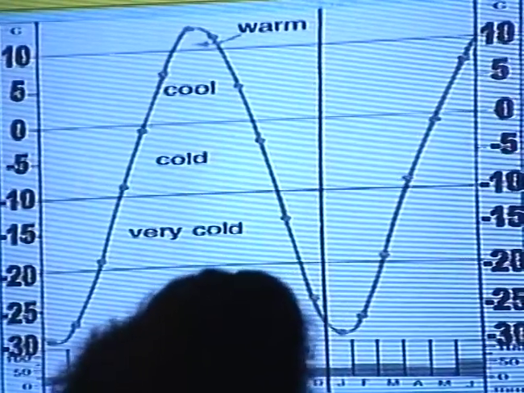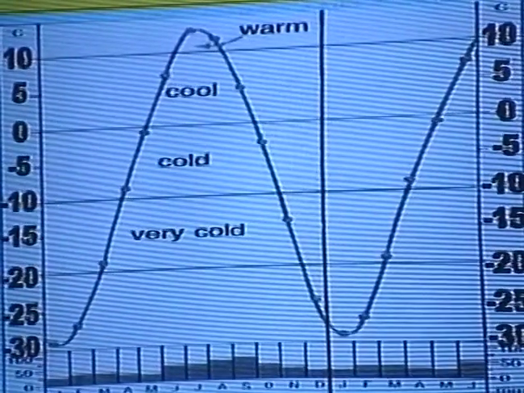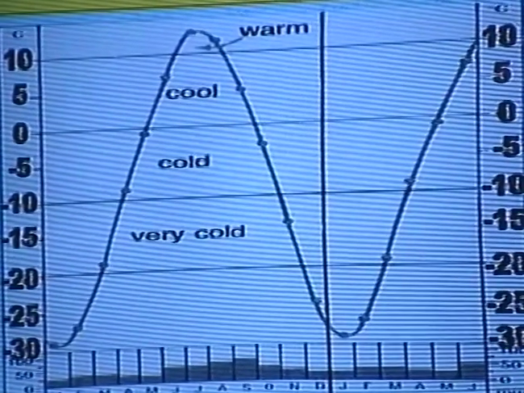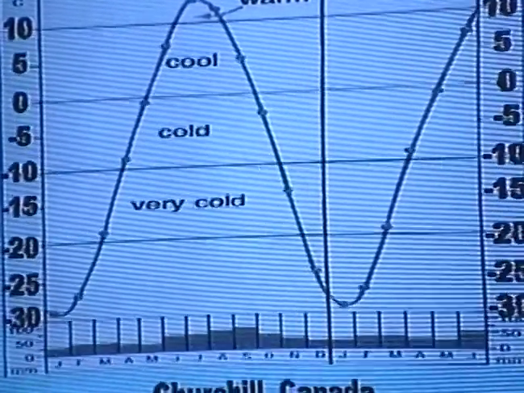And this is a sample of the climograph of an area that has the subarctic or the cold temperate type climate. You can see also rainfall is actually low or very low right throughout the year.